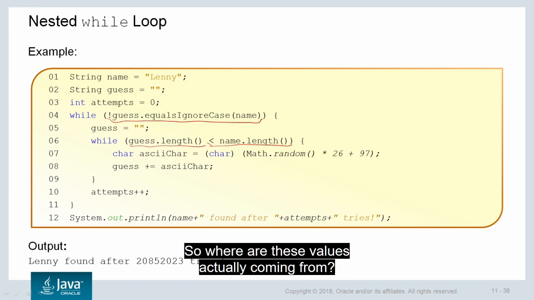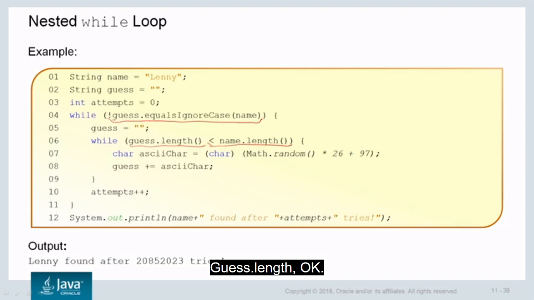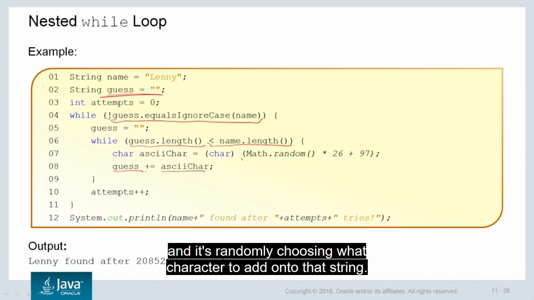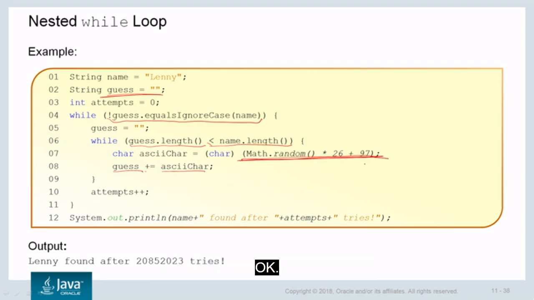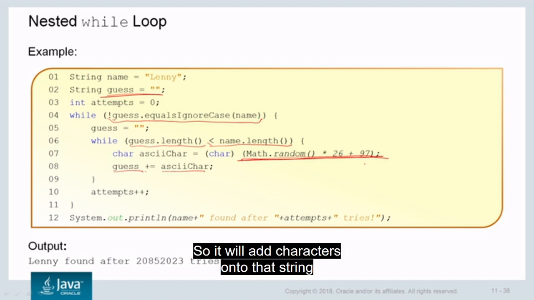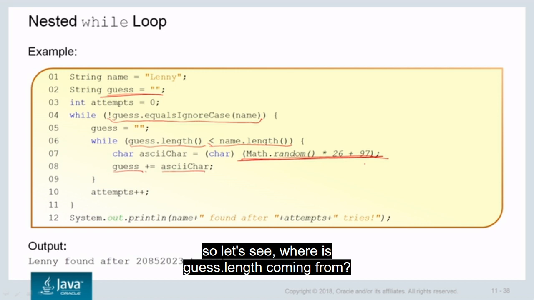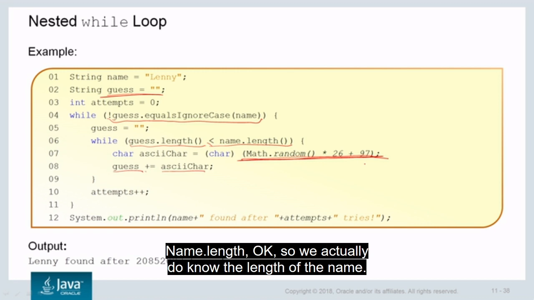So where are these values actually coming from? Guess.length: guess is going to start as an empty string, and then you're gradually adding characters onto it, and it's randomly choosing what character to add onto that string. It'll add characters onto that string until the length is equal to, let's see, where is that coming from? Name.length. So we actually do know the length of the name.